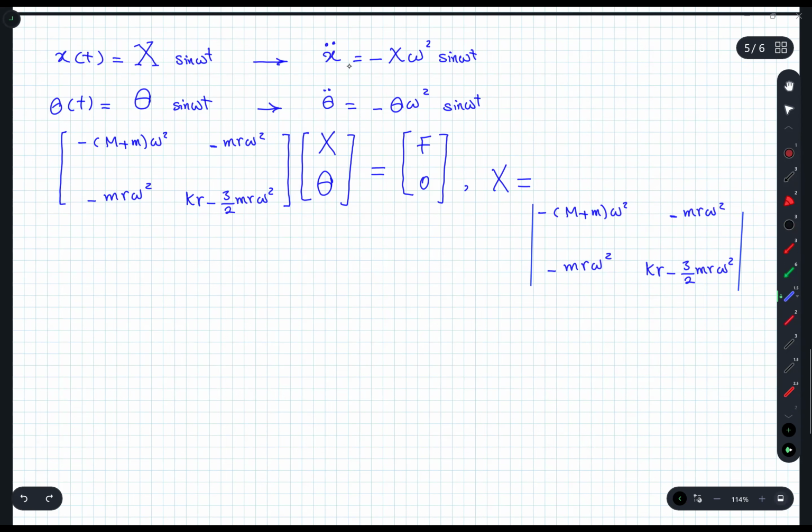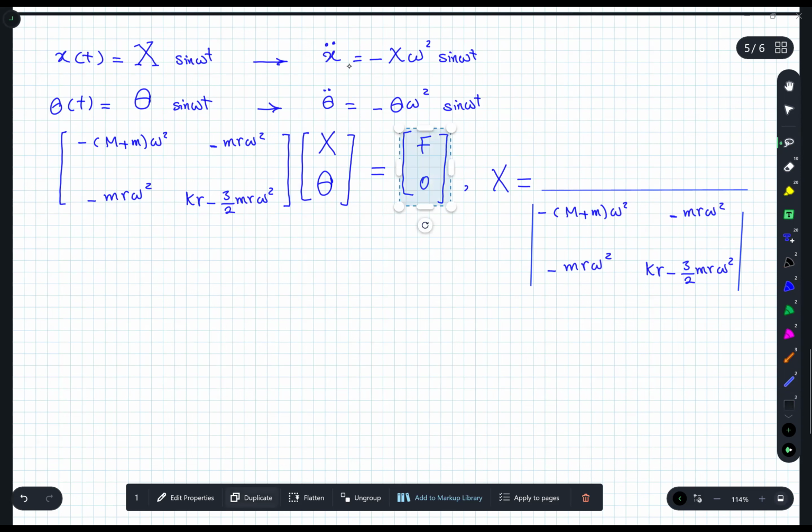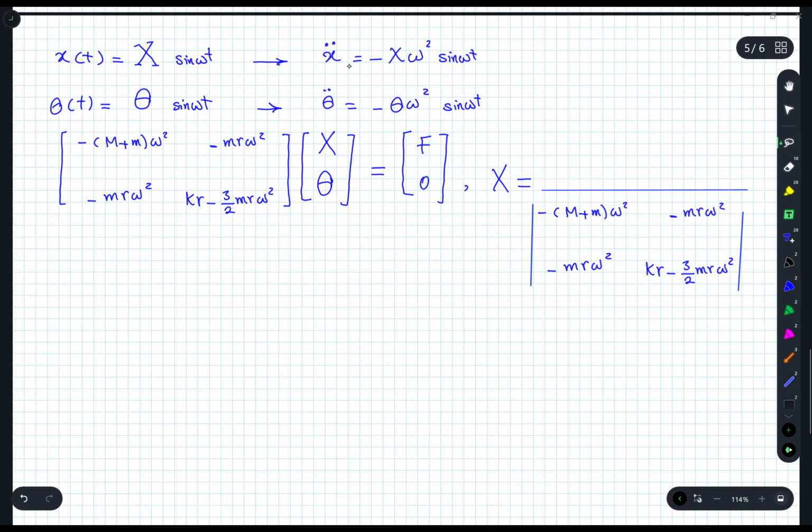All right. For the numerator, we use the same determinant, except we put in the first column f and 0 from the right side. Apparently it doesn't allow me to copy, so let's just write it, not being lazy: m r omega squared and k r minus 3 over 2 m r omega squared.